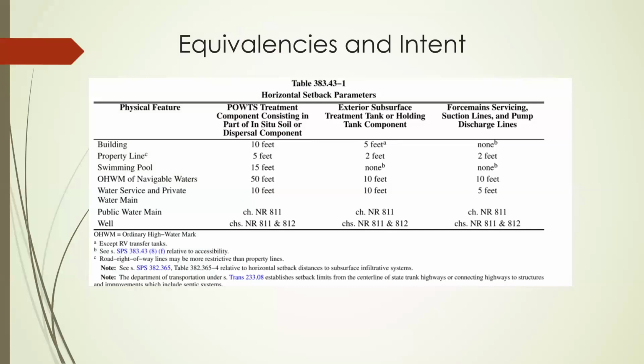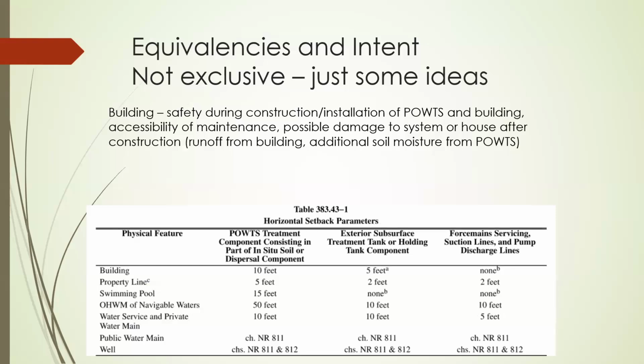So when we actually talk about equivalencies and the intent of the code, sometimes people have questions about that, like, well, how do I demonstrate an equivalency if I don't know what the intent of the code is here? And the intent of the code is not necessarily spelled out in black and white. So what I'm going to talk about here is just my thoughts on it and what we commonly see in variance. These are not exclusive, they're just some ideas.